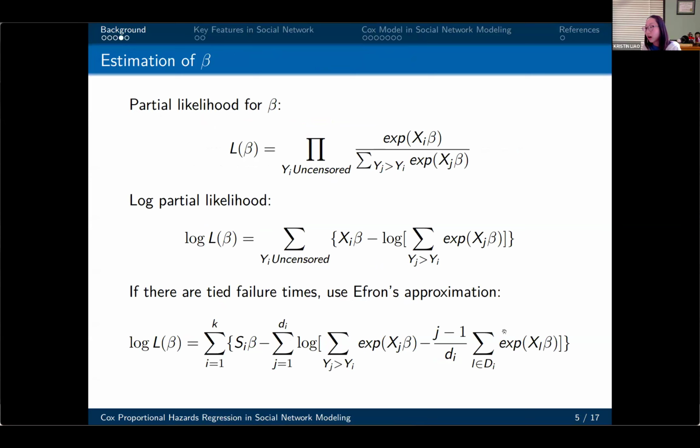To estimate beta in a Cox model, we do our usual trick of finding the log likelihood function, but the likelihood here for the Cox model is a partial likelihood among the uncensored observations. This log partial likelihood function assumes that there are no tied failure times in the data, which means that for the divorce example, no two couples divorce at the same time, but this might not hold in reality. So when there are tied failure times, we can use Efron's approximation to retrieve the log likelihood function.